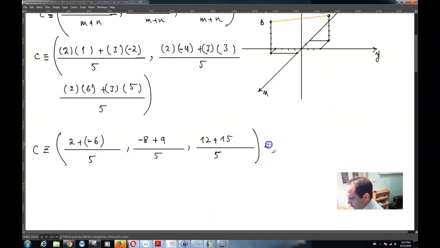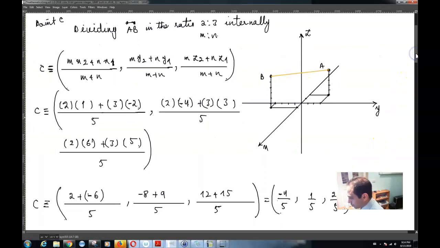So now what you have over here is negative 6 plus 2 is negative 4/5. And over here you have 1/5, and over here you have 27/5. Seems to be the right point. Now if I go over here, 12.3, negative 4/5, 1/5, 27/5. Okay, so the point is right. The point is actually negative 4/5, 1/5, and 27/5.